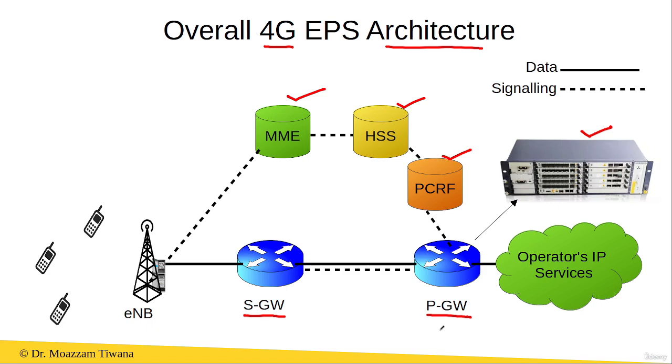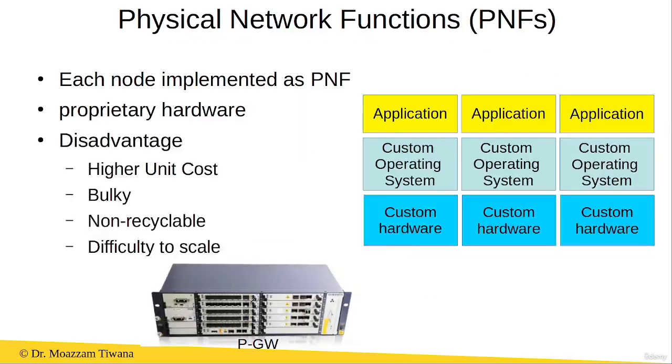hardware. And when a component of the 4G architecture is implemented as a physical node, for example, when the PDN gateway is implemented as this hardware, it is called a physical network function or PNF. Now, what is the problem with this approach? When a PDN gateway is implemented as a physical network function.